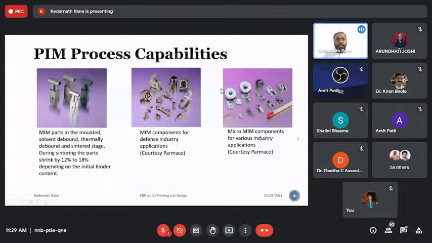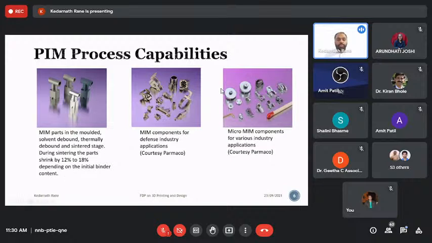When it comes to the capability of the process, as you can see, it is similar to polymer or plastic injection molding. You can make a very high level of complexity through this kind of process. You can see on the left side it is mentioned that during sintering, the part is going to shrink between 12 to 18%. It is just because you have constituents like polymers or wax, which get vaporized or evaporated during the debinding step, and you get solidified parts in later stages.